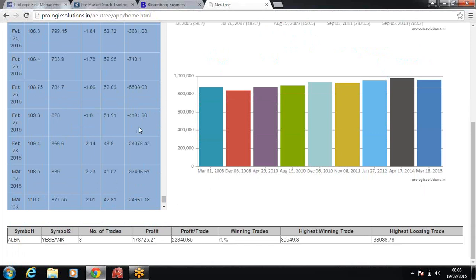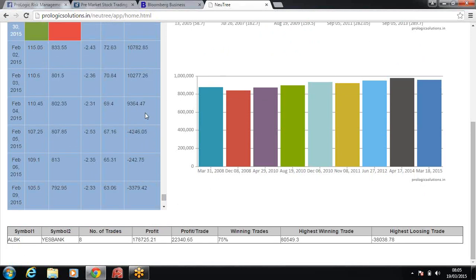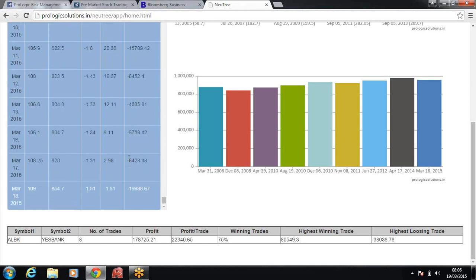So the strategy is the same thing. You'll have to book your one lot profit initially and then wait for it to come down to 1. If it just comes down to 1, then definitely this particular trade will turn into a profit. The winning trades are also 75% in this.